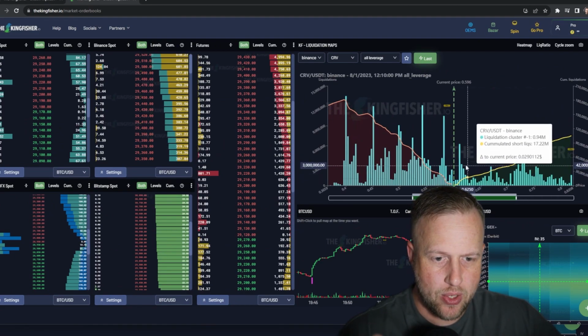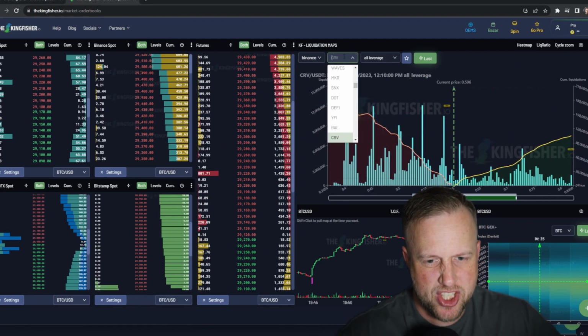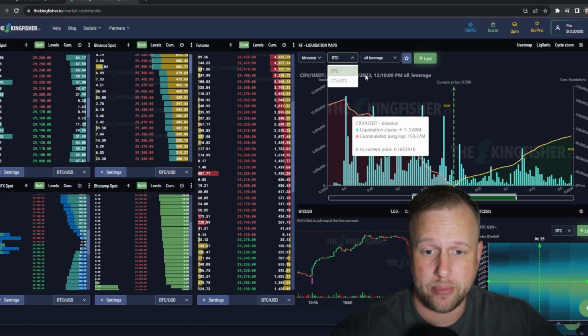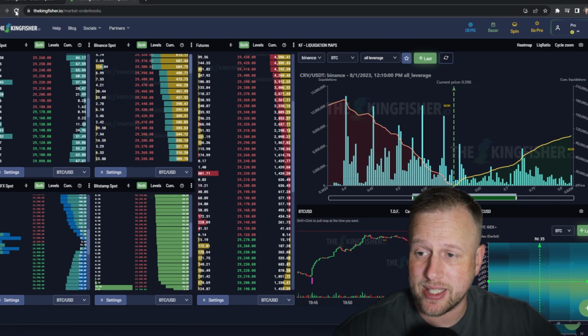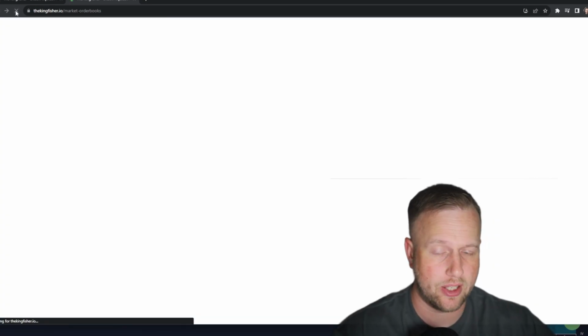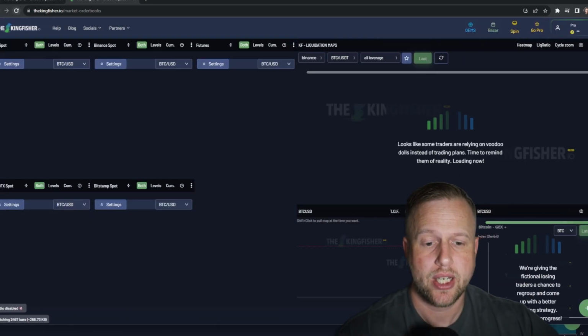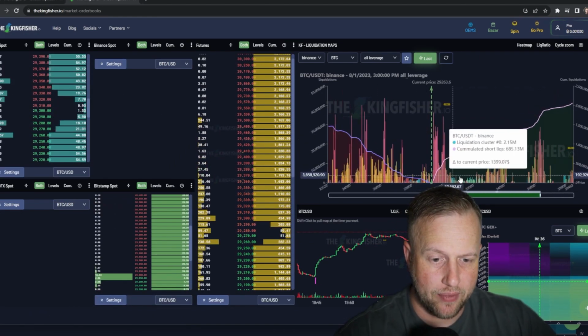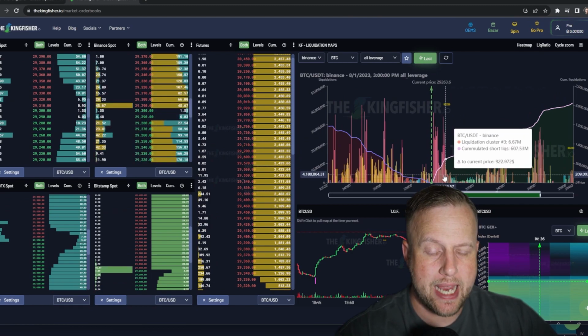So as you can see, this is all leverage. This one's CRV. So let's just switch this. You can switch it to whatever you want, but let's switch it to BTC. We're going to give it a little refresh here because that's how this particular one works. And you're going to see it load the Bitcoin leverage. So you can see where the thick levels of liquidity are. So the market's being heavily shorted right now.